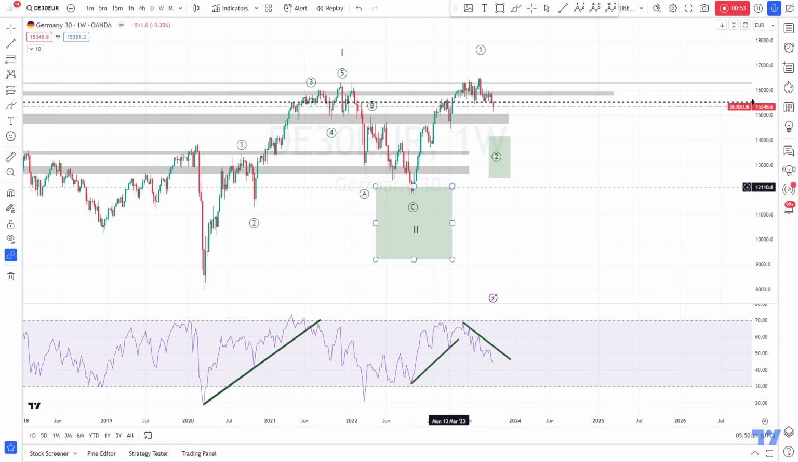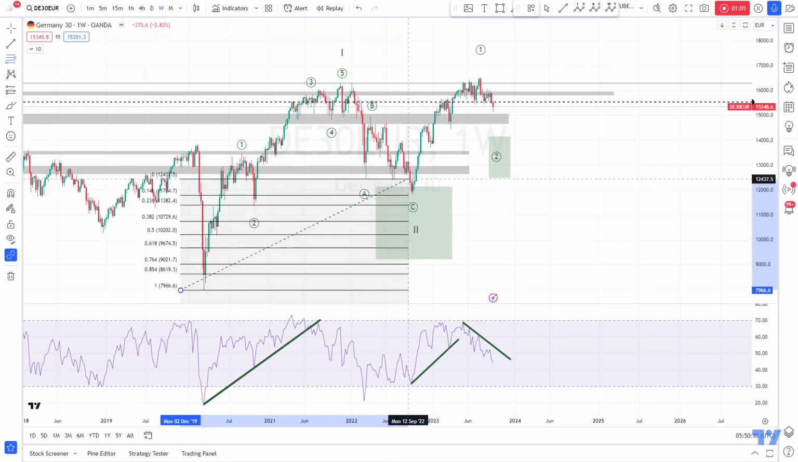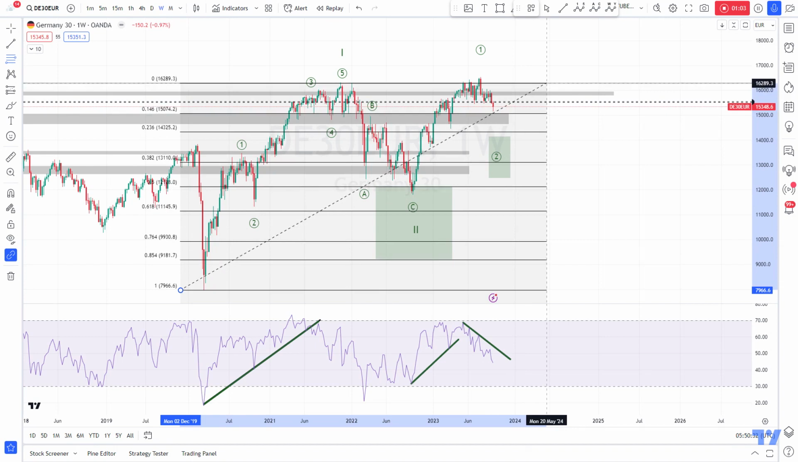In my opinion, we fulfilled the minimum requirement for a wave 2, which is that we touched the 0.5 Fib retracement level. So if we take the length of our wave 1, then we know that the wave 2 should go here into the area between the 0.5 and the 0.854 Fib retracement. We touched this level and we went back up again.